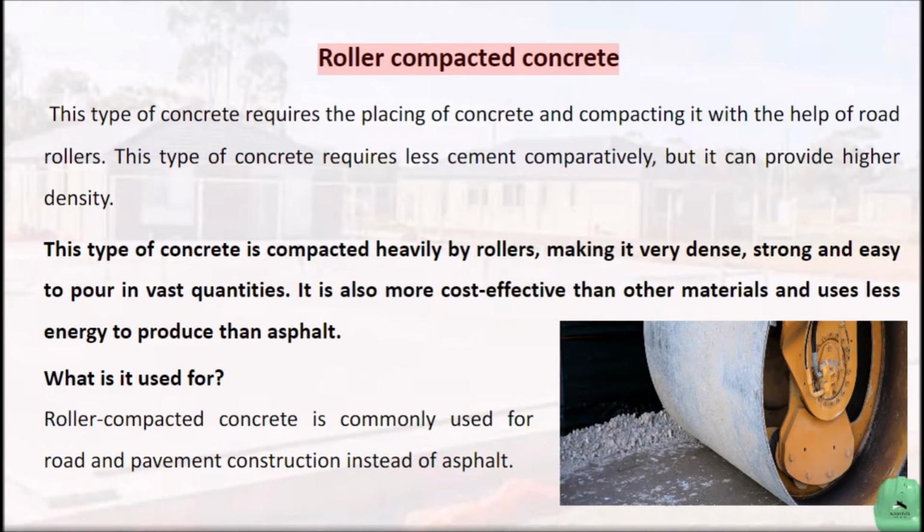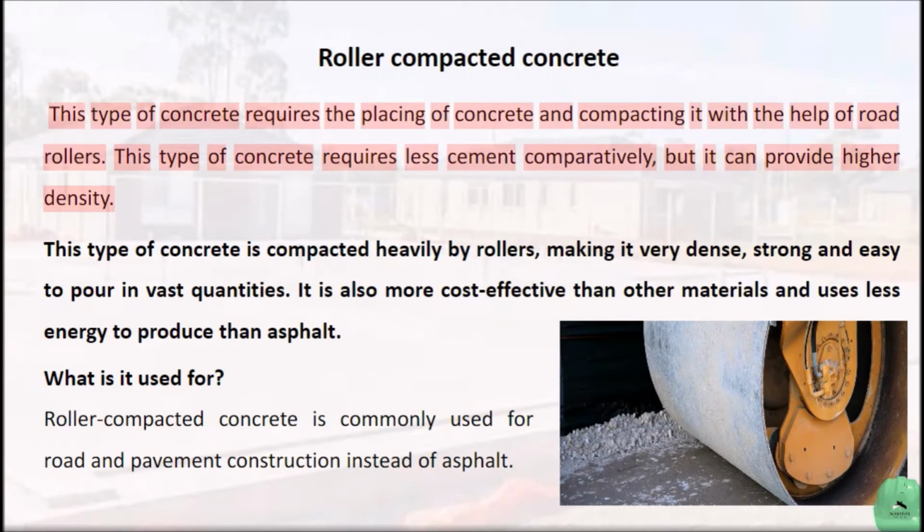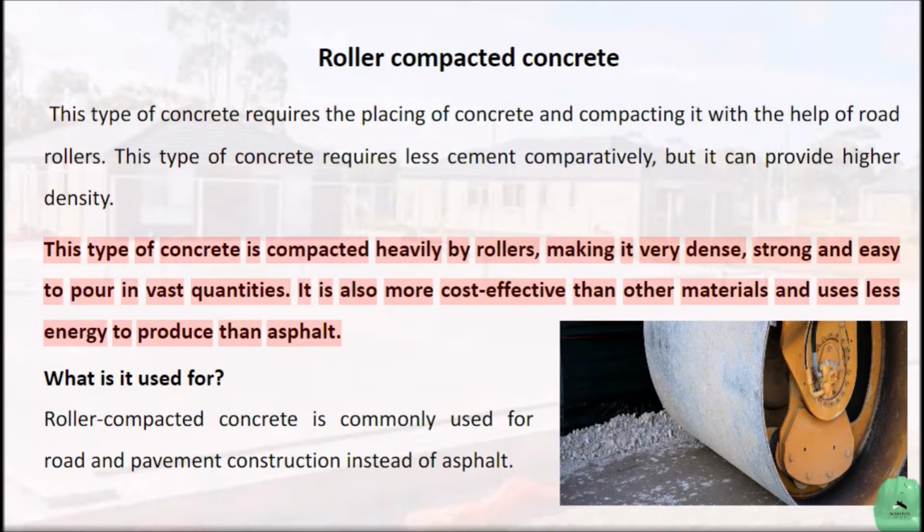Roller compacted concrete. This type of concrete requires the placing of concrete and compacting it with the help of road rollers. It requires comparatively less cement, but it can provide higher density. It is compacted heavily by rollers, making it very dense, strong, and easy to pour in vast quantities. It is also more cost-effective than other materials and uses less energy to produce than asphalt.